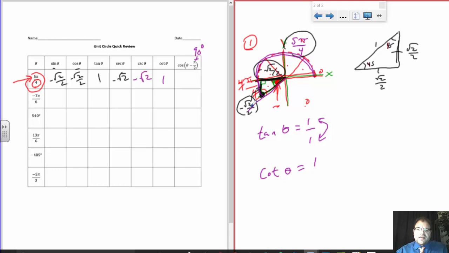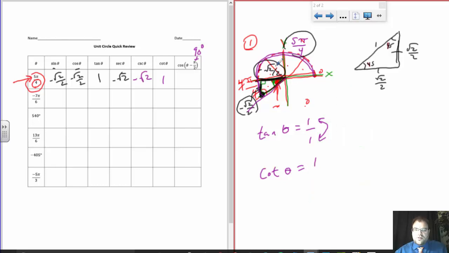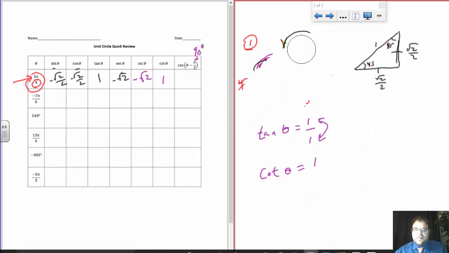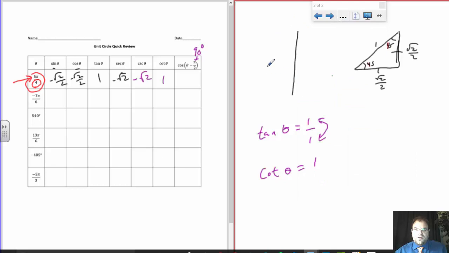Okay, so let's actually draw a better sketch here for that so I can make this a little more clear. Let's get a really bigger eraser here. Here we go, that's fine. What I'm going to do is take that angle I have, which is right here. This is 5 pi over 4.